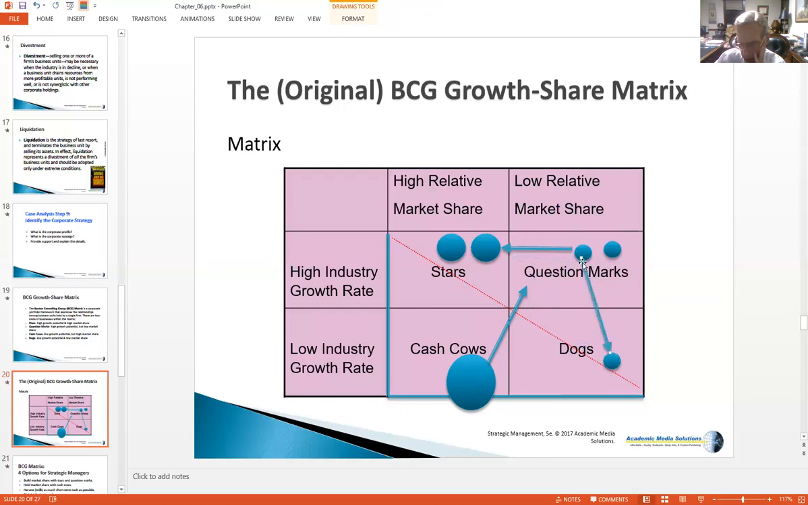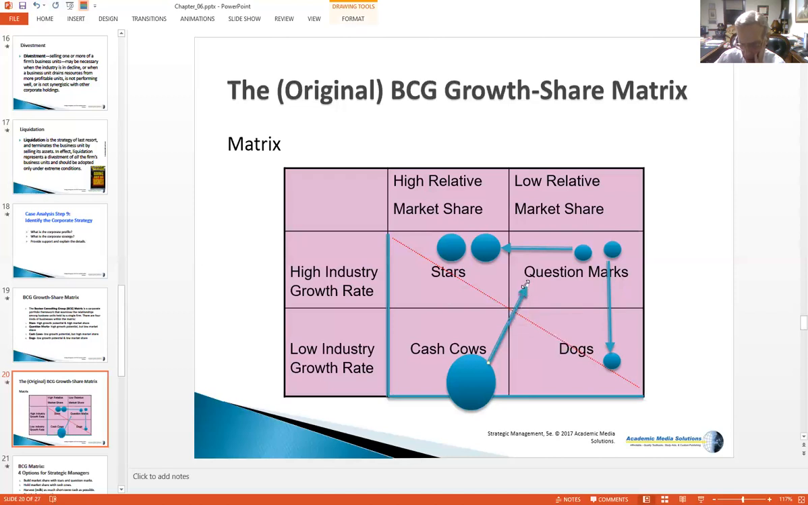And that's because they're speculations, and it's really difficult to make a successful speculation. So we need plenty of cash in order to provide the funding for these investments. And instead of question marks, in my BCG matrix, I call these ventures because they are just that.